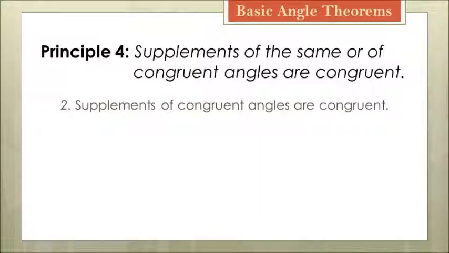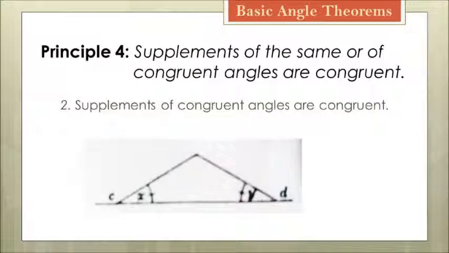The second principle under principle number 4, supplements of congruent angles are congruent. See in the figure that we can form two pairs of supplementary angles from angle C and angle X, and angle D and angle Y. Angle C and D each have their supplements, which are the congruent angles X and Y respectively. So it follows that angles C and D are congruent with one another.